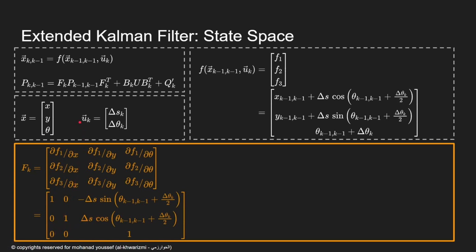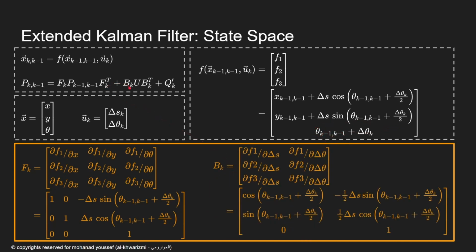The last row here will be very simple. The first one is 0 because no x dependency. Second is 0, no y dependency. Last is 1 because we have here the theta.